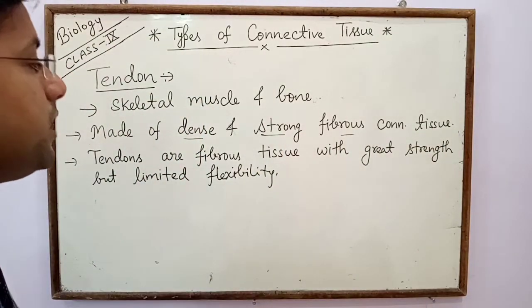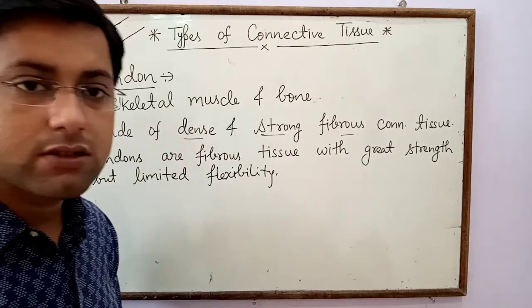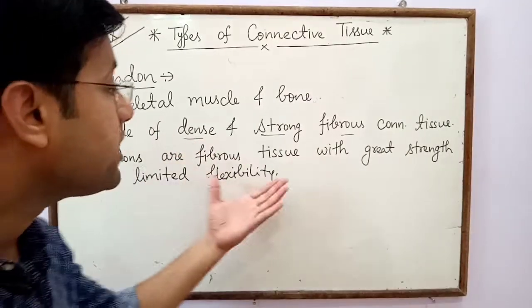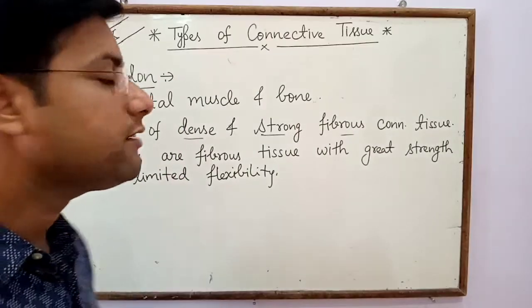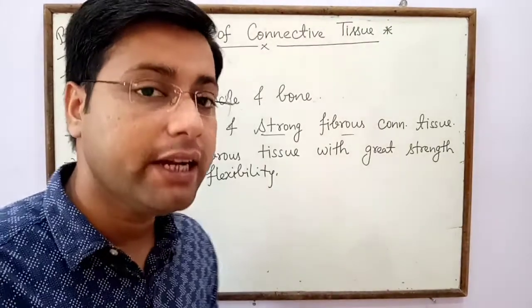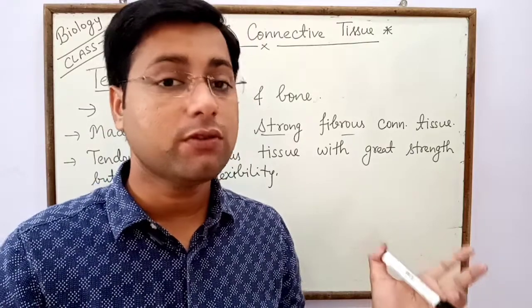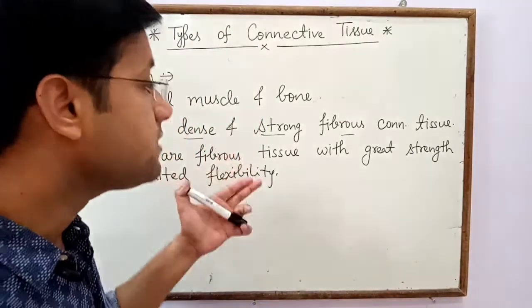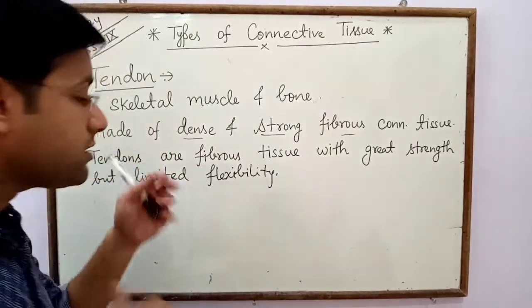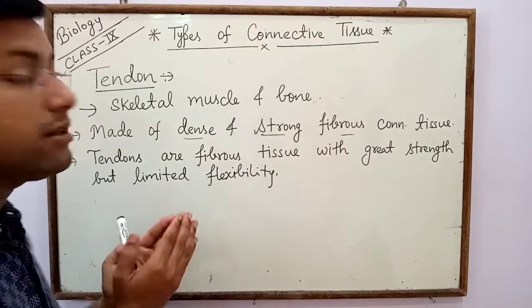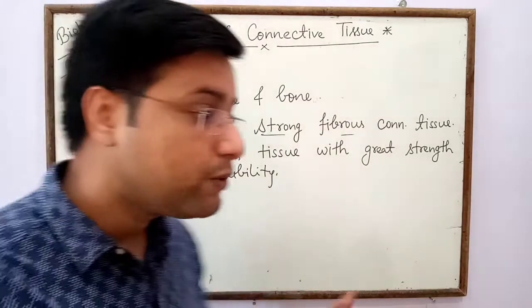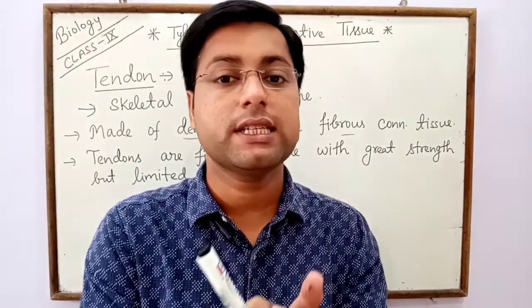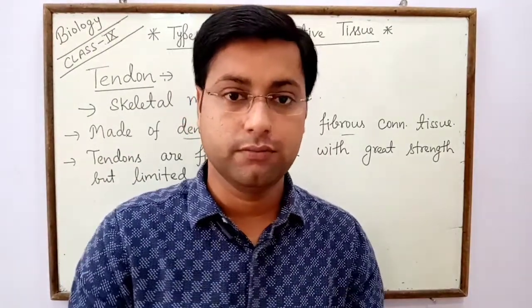Tendons are fibrous tissue with great strength but limited flexibility. It means in tendon there is not much flexibility. It is strong but with limited flexibility, and is responsible for the attachment of skeletal muscle to bone.